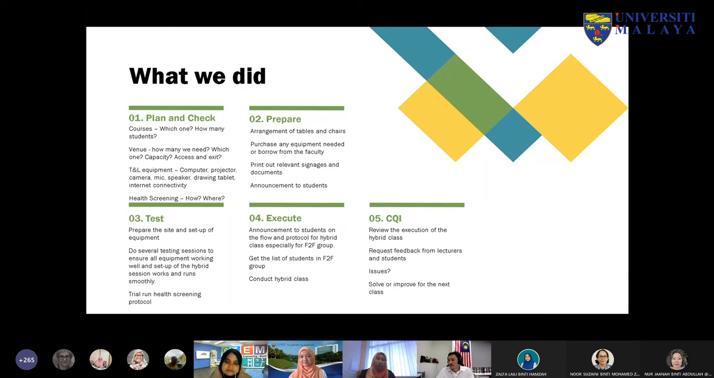And then of course we do the trial run of the health screening protocol. Where do they get in? What are the distances of queuing, and QR code, where to place them and all those things. And then of course we execute. We make an announcement to the students, make sure the students are very well aware of the flow and protocol for the hybrid class, especially for the physical face-to-face group. Online learning is still face-to-face, but we're talking about the physical face-to-face grouping. And get the list of the students in the physical face-to-face groups and conduct the hybrid class.